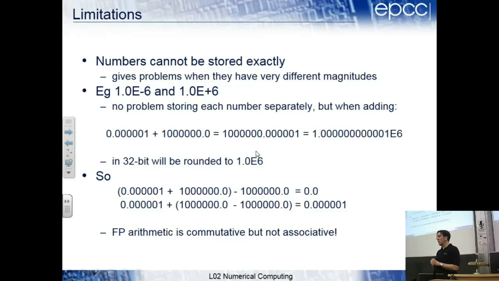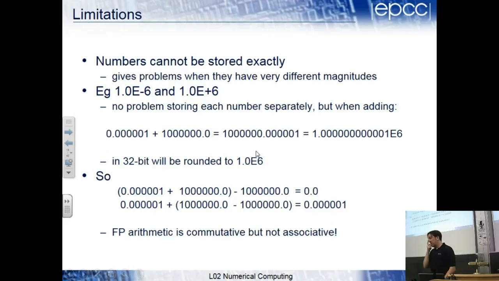You might think, well, who cares? Well, you can get weird effects. The weird effect is that floating point arithmetic is commutative: A plus B is always equal to B plus A, but it is not associative. A plus B, plus C, is not equal to A plus, B plus C. What that tells you is the answer you get depends on what order you add things up in.